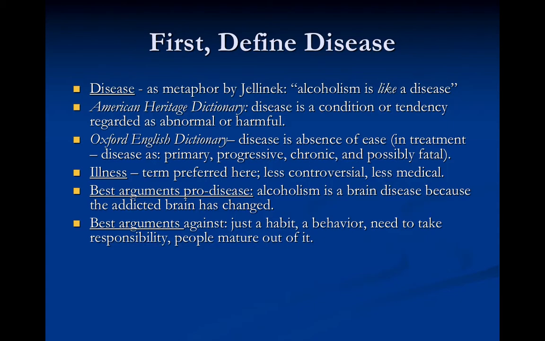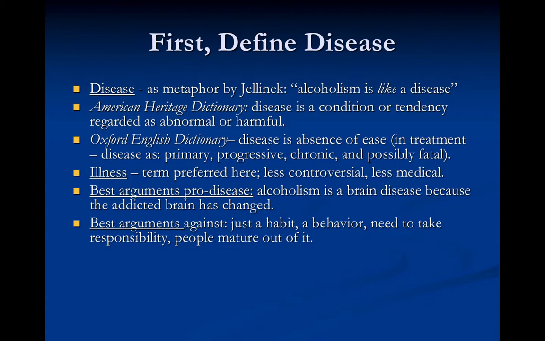Okay. So if we're looking at disease, it's a condition or tendency regarded as abnormal or harmful. Disease is absence of ease. And there's a trifecta here: primary, progressive, chronic, and could potentially be fatal. And so proponents of the disease perspective believe that it fits using these criteria. Okay. Your author of the textbook prefers the word illness instead of disease because it is less controversial and less medical.